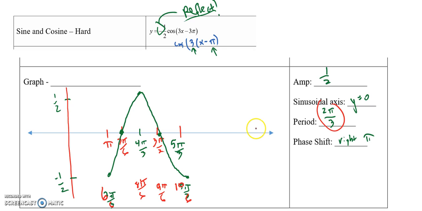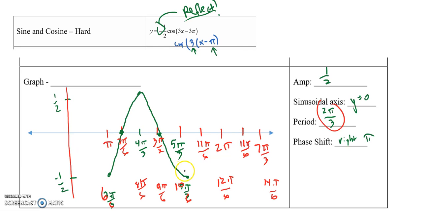If I want to duplicate this period, I go through the same steps. From 5 pi over 3, plus 2 pi over 3 is 7 pi over 3. Halfway between is 6 pi over 3, which is really just 2 pi. And now I'm going to go to sixths. I'm going from 10 pi over 6 to 12 pi over 6, so halfway between is 11 pi over 6. And then from 12 pi over 6 to 14 pi over 6, halfway in between is 13 pi over 6. And now I can just duplicate my graph from the bottom to the middle, to the top, to the middle, to the bottom. And now I've graphed two periods.